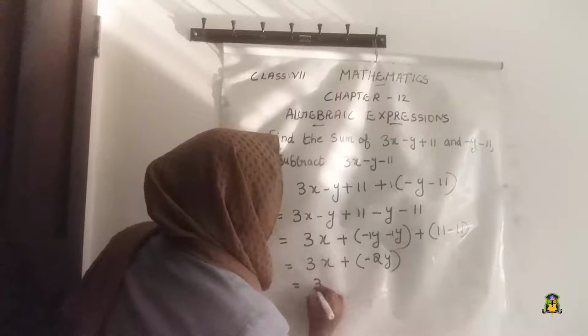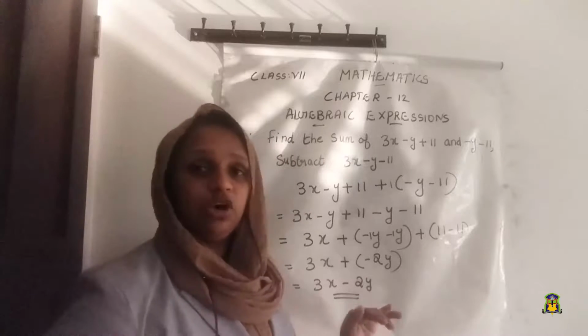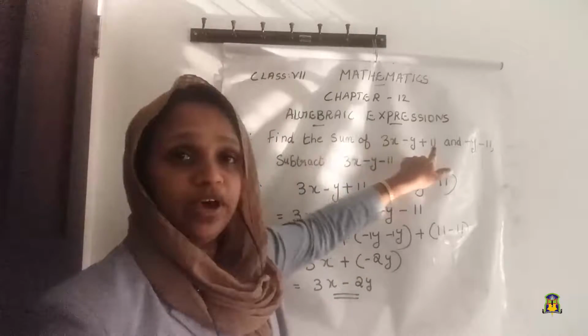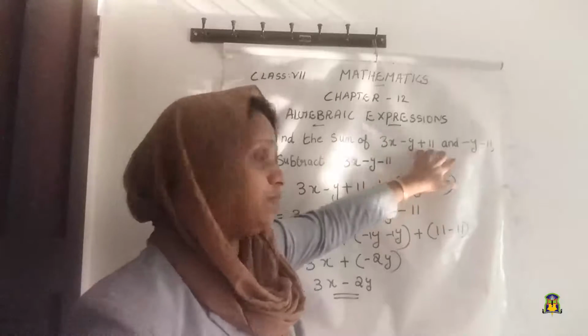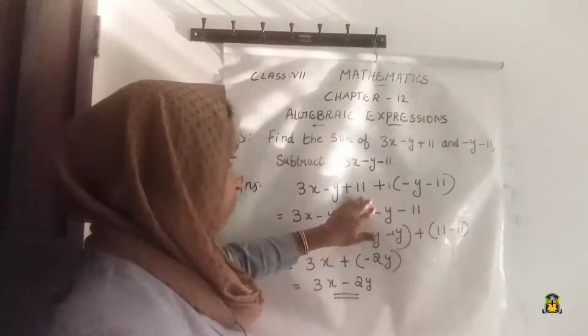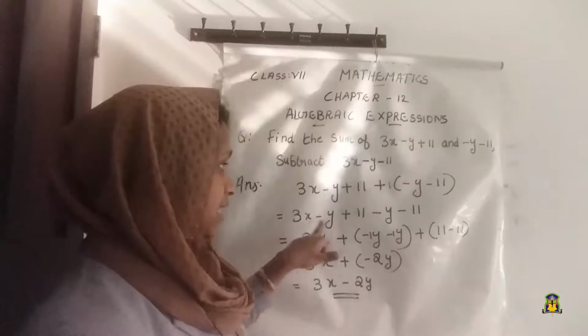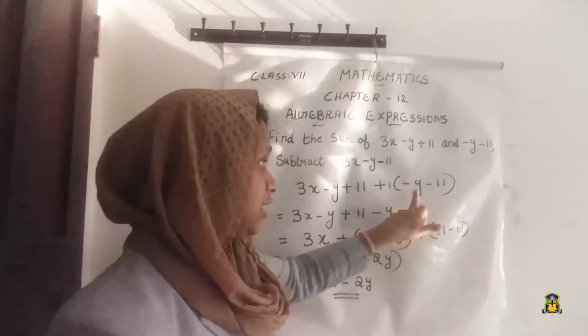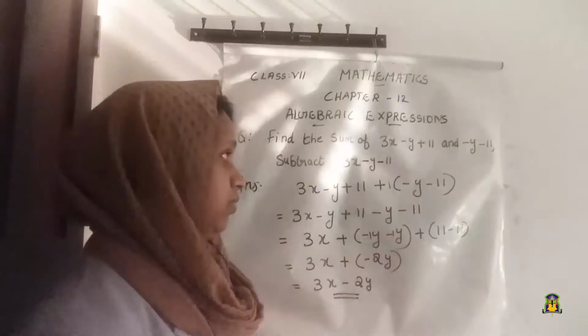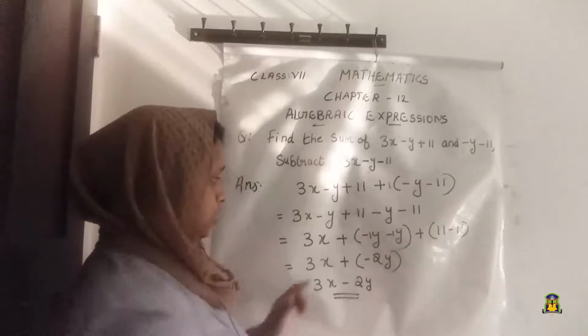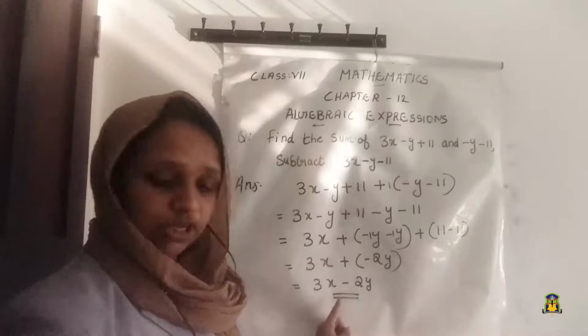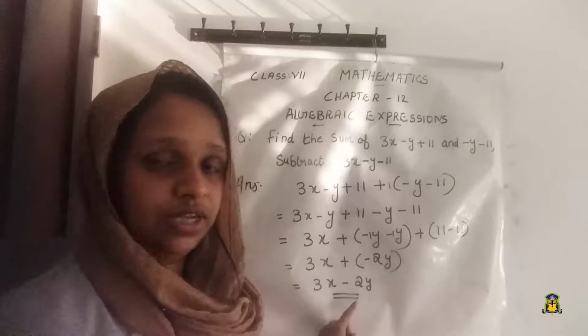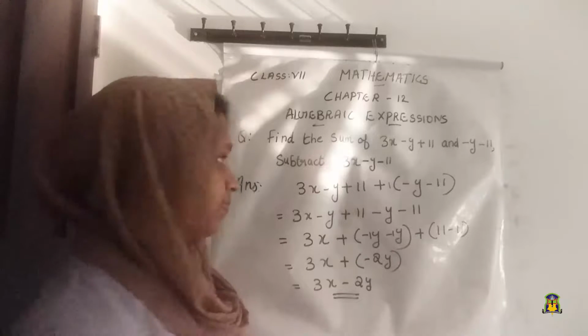Then see this, 3x plus into negative, negative 2y. So while adding, we got this answer. First we want to find the sum of these two expressions. So we add this. That is 3x minus y plus 11. We must open the bracket. Negative 11, plus into negative, it is negative 11. So we club the like terms and finally we got the answer as what? 3x minus 2y. Got it?